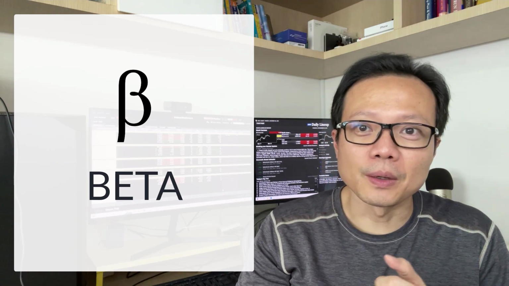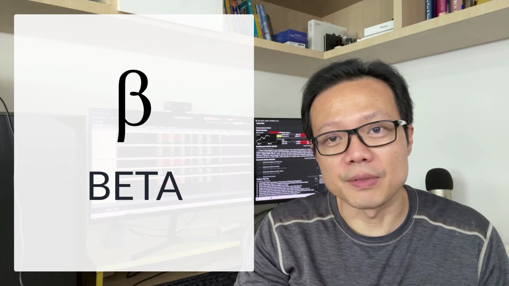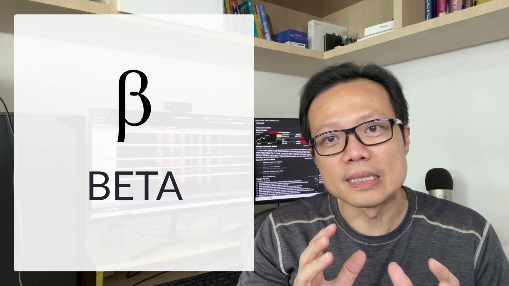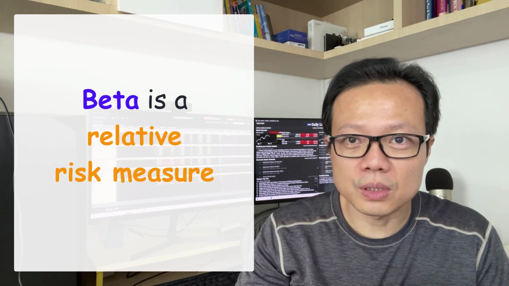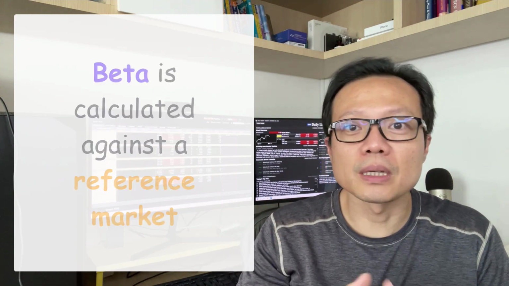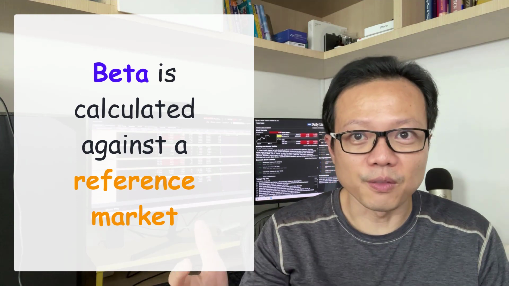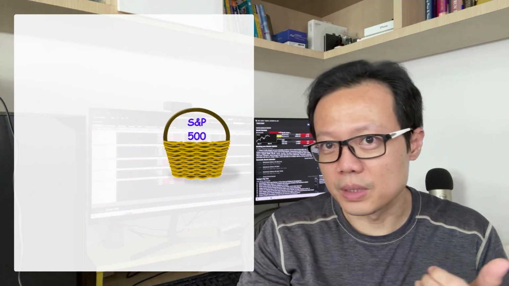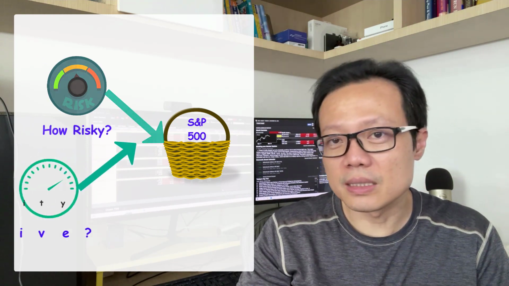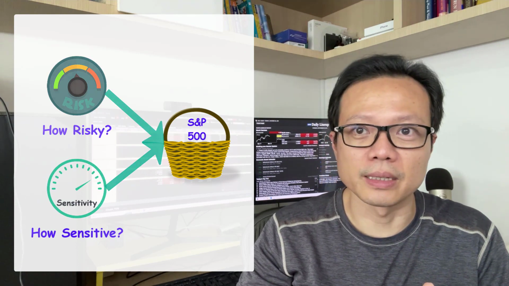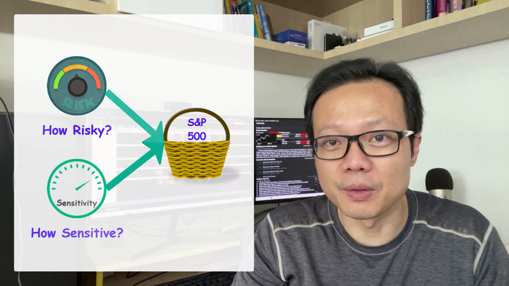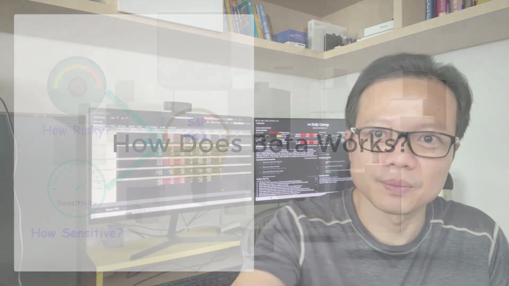All right. So now, depending on the context of which beta is being used, it can have a somewhat varied interpretation. But in the most common setting, beta is often seen as a form of relative risk measure for stocks or a portfolio of stocks. And why do I say it is a relative risk measure? Because it is always calculated against a reference market, such as the S&P 500, for example. It tells you how risky the stock or the portfolio is relative to the S&P 500. It also tells you how sensitive or how much risk exposure it has to the reference market itself. All right, so let's take a look at a few examples to get a clearer picture of how beta works.